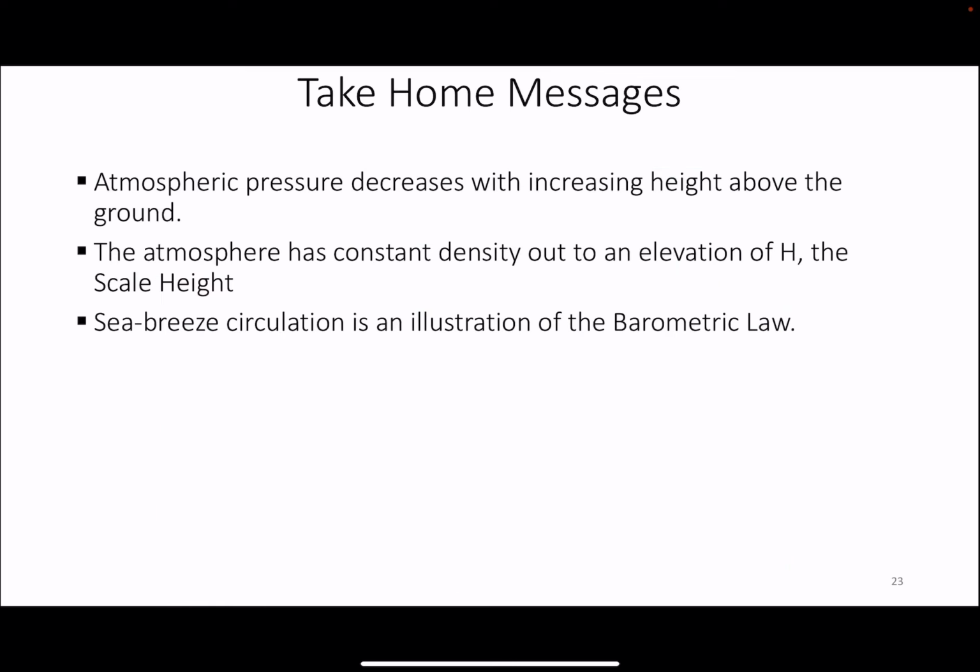Okay, so the take-home messages here are that atmospheric pressure decreases with increasing height above the ground, that the atmosphere has a constant density, and you can think of it as a constant slab of everything out to an elevation of h, which is the scale height, which is on average just over 7 kilometers. And that the sea breeze circulation is a nice illustration of the barometric law, and the establishment of the sea breeze is directly related to things such as the scale height and the impact of temperature on scale heights and those pressure relationships. Cool, so that's the end of pressure.